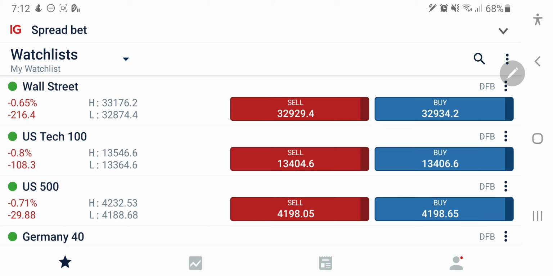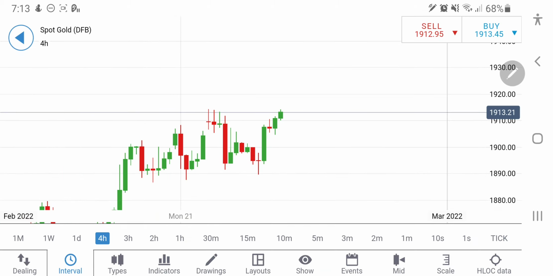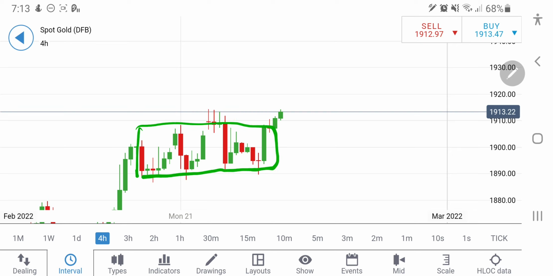Now let's start the day with gold first. Now this is the 4-hour chart for gold, and you can see it is bound for a good rally. That is what we can expect. It is sideways consolidation on a 4-hour chart, 1890 as a support and 1910 as a stronger resistance.